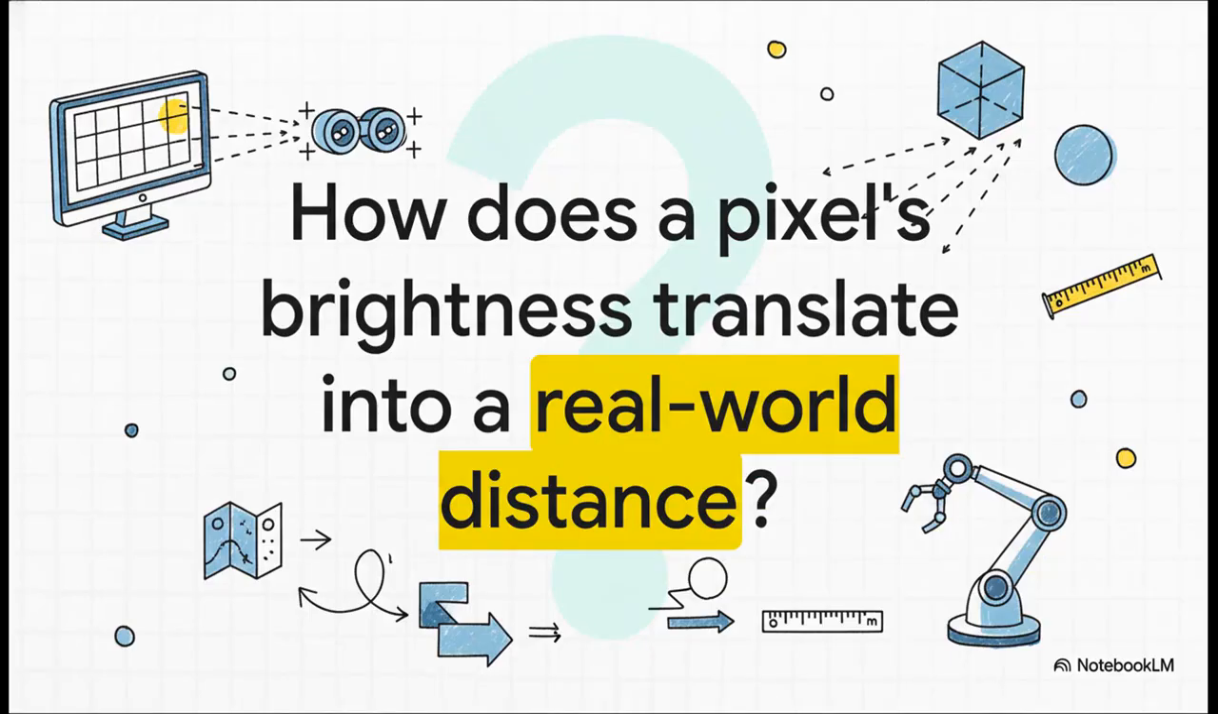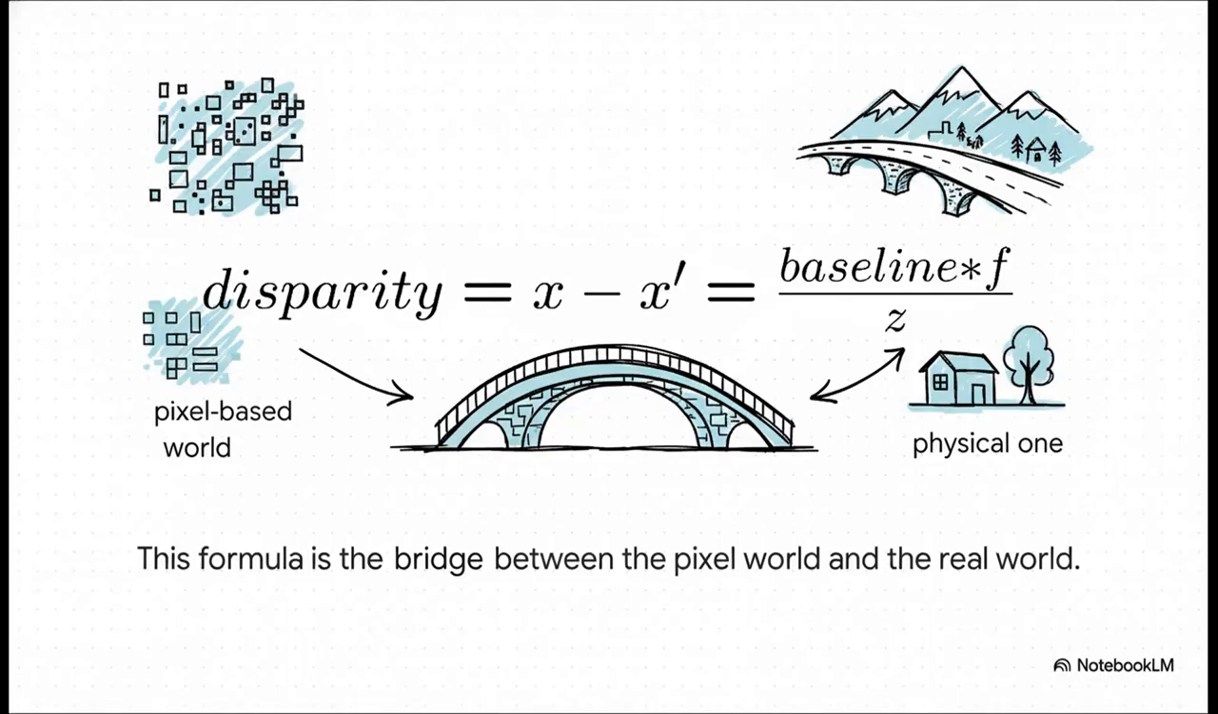Okay, this is really cool, but a bright pixel isn't exactly a measurement a robot can use to navigate, right? So that brings us to the next big question. How do we get from this sort of abstract map of disparity values to a concrete, real-world distance measured in something we can actually use, like meters? The answer is right here in this beautiful little formula.